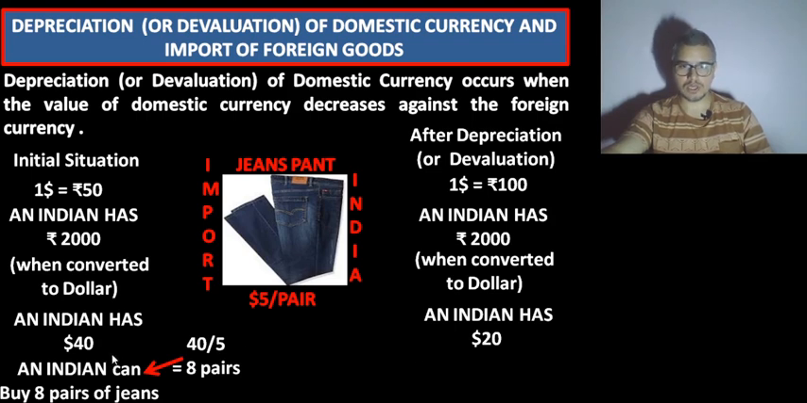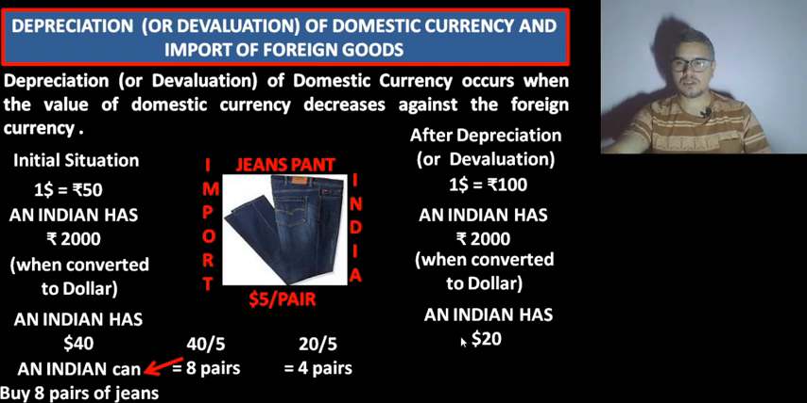Here it was $40, now it has become $20, just half of it, because the exchange rate has increased by double. Now with this $20, how many pairs of jeans can this particular Indian purchase? If we divide 20 by 5, then we will get the quantity of jeans that this particular Indian can purchase.